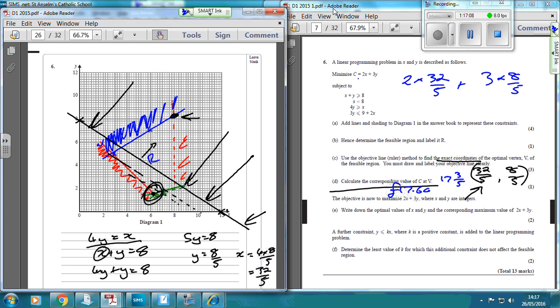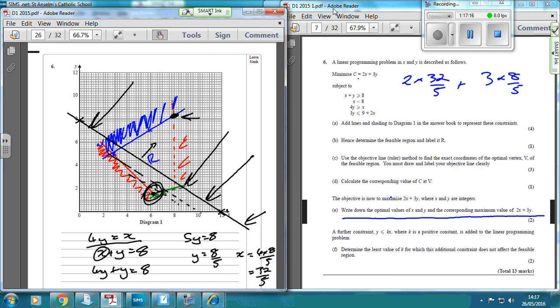What we've now got to do is maximise 2x plus 3y where x and y are integers, and write down the optimal values of x and y corresponding to this. Now this is different. I want to highlight this because it says integers. So that means we can't have 32 over 5 and we can't have 8 over 5. So if we go back to our diagram, we've got our objective line, and now we're going to push it to the other side. So what we highlighted up here, that's where we're going to try and push it to.